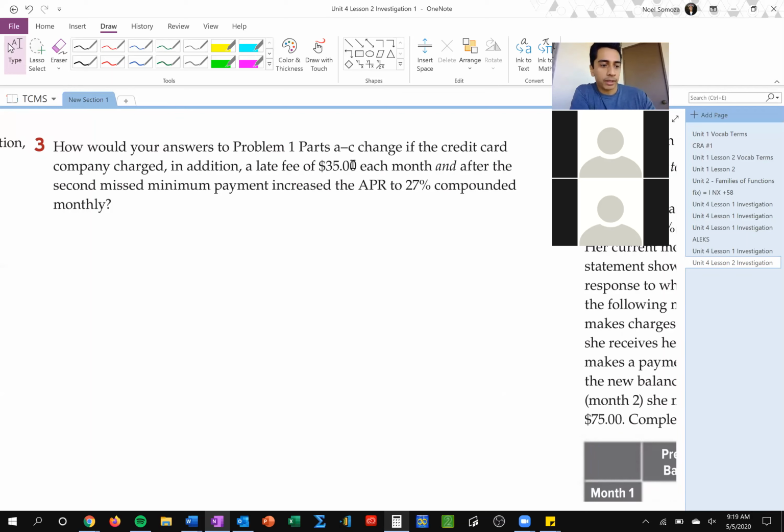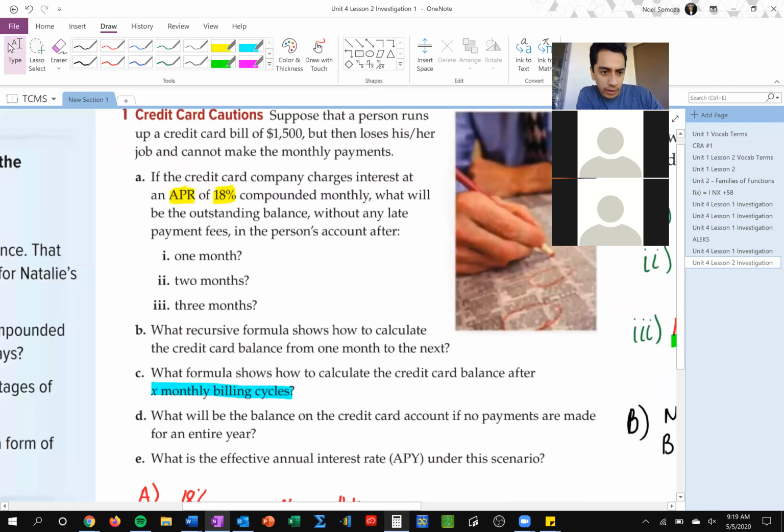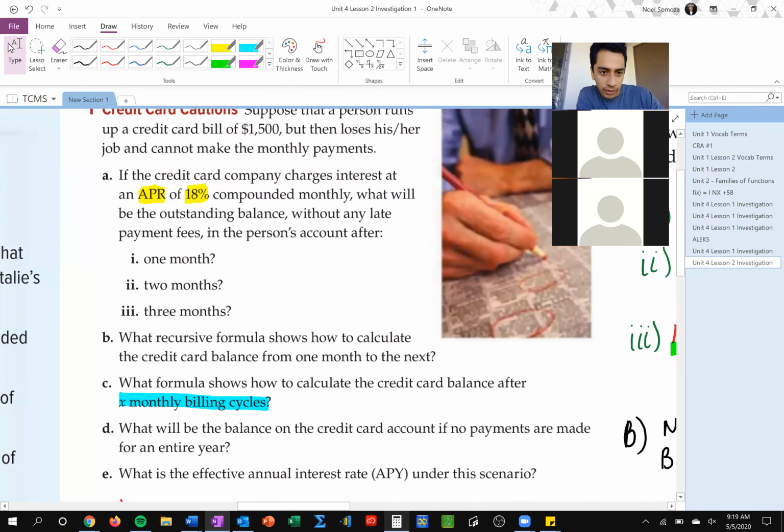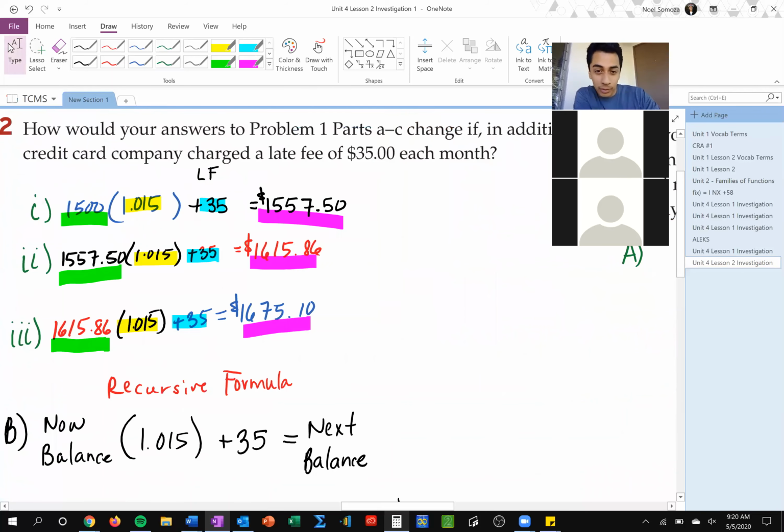All right, so let's think about part A. Okay, part A is the part where we try to calculate each month. Right, let's go back to number 1. Right, number 1 is saying find out what the balance of the person outstanding balance would be after 1 month, 2 months, and 3 months. Okay, and again, it's a $1,500 initial balance. So very similar to kind of how we did number 2. Okay.